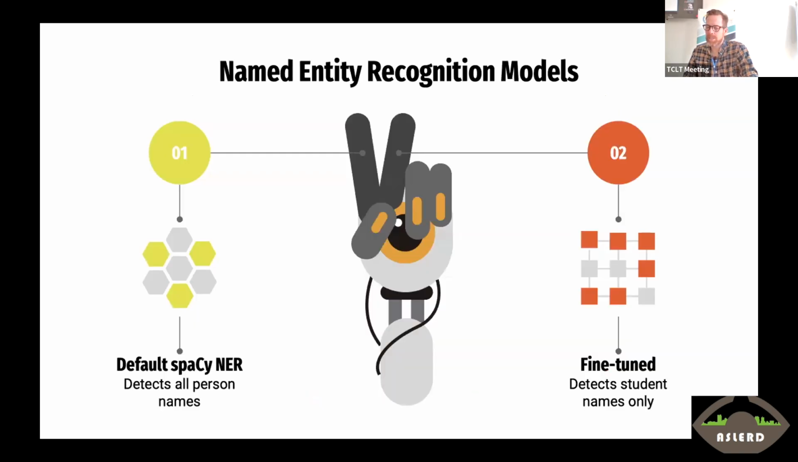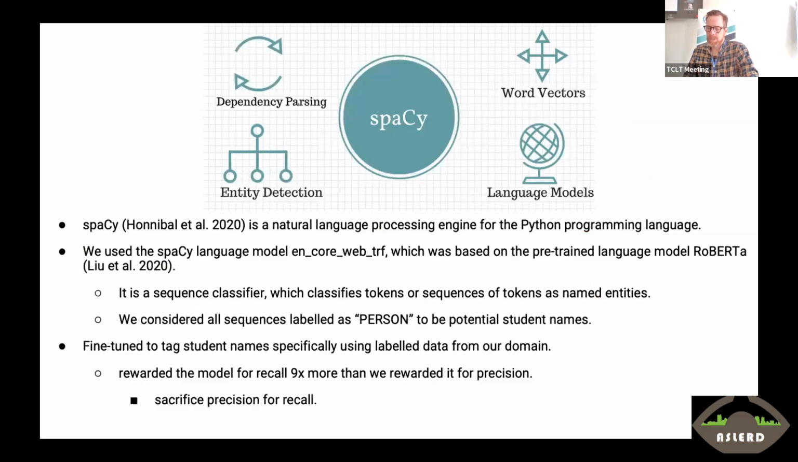We use something called named entity recognition models. There's a very popular NLP package called Spacey. We use the named entity recognition in Spacey. That basically detects all persons' names. It's not going to be terribly accurate, but then we fine-tuned it to detect student names only. So as I mentioned, Spacey is an NLP processing engine for Python. It's a sequence classifier, so it will classify tokens or sequences of tokens, because names are usually not just one single name, but might be 2 or 3 names, and it'll classify those as named entities.